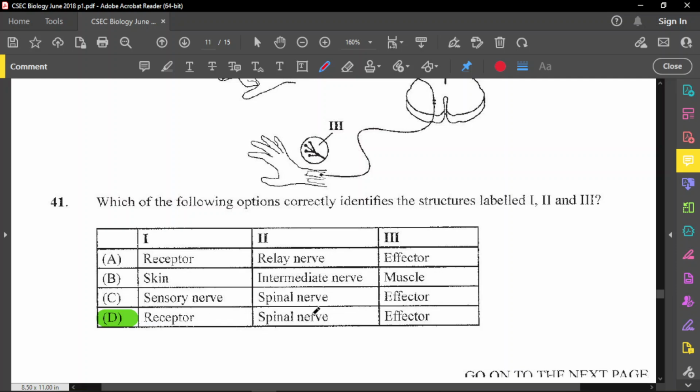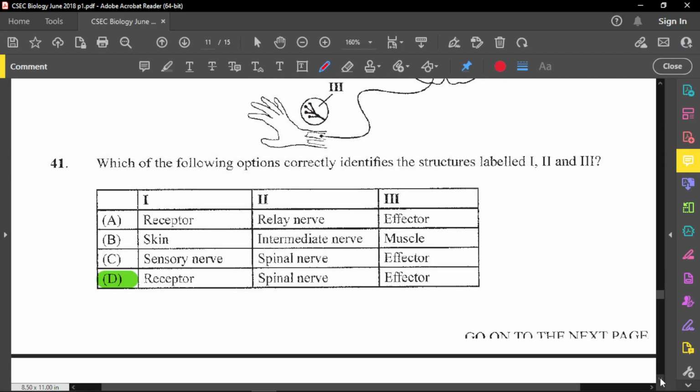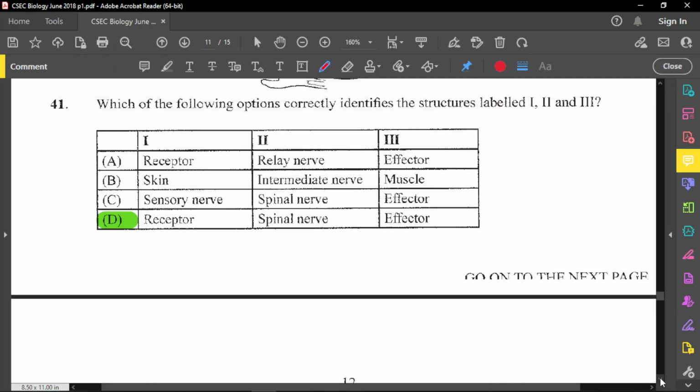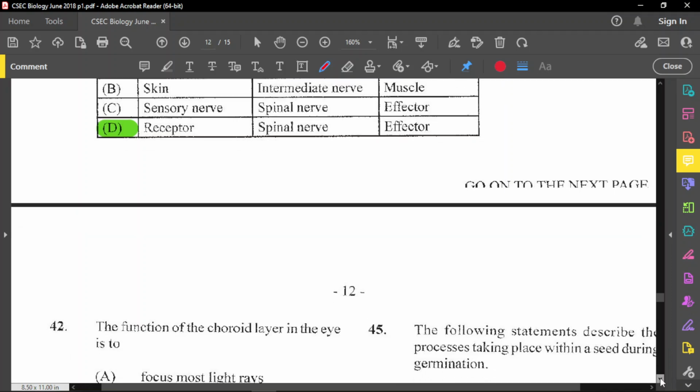The receptors, a spinal nerve, because sensory neuron, motor neuron, and relay neuron, they are all spinal nerves. And so we go into effector. As a matter of fact, they can also be called peripheral nerves as well. The spinal cord and the brain are the central nervous system. And attached to the brain and the spinal cord, we have peripheral nerves. That's why we have PNS, peripheral nervous system. And so yes, the ones that connect to the spinal cord are called spinal nerves as well.